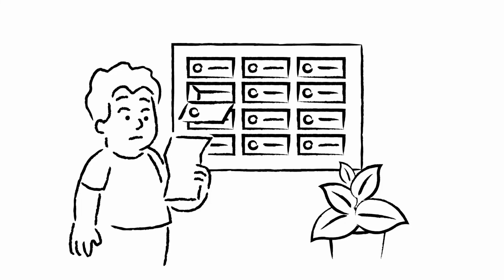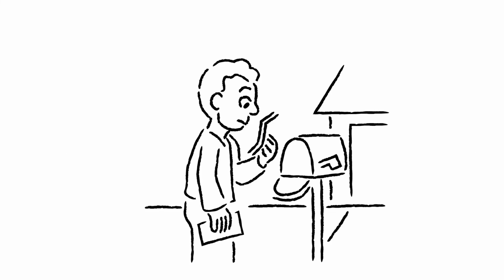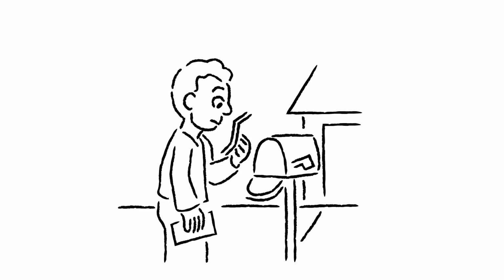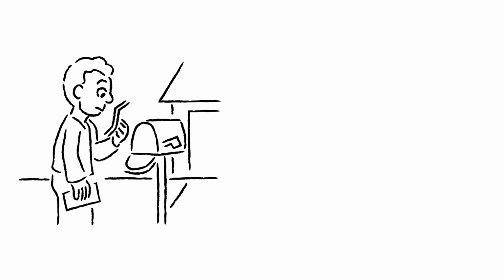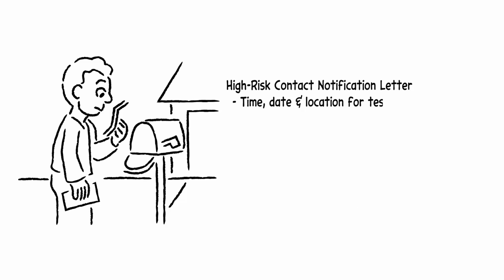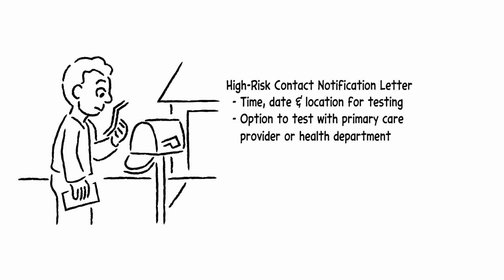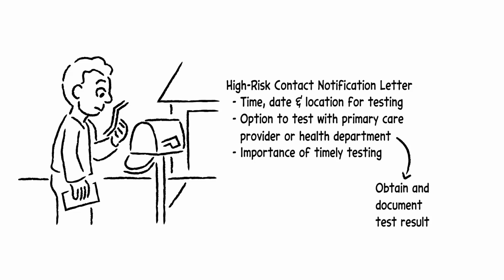This transparency helps prevent the spread of rumors and misinformation. A more specific notification letter is sent to those contacts who are required to be tested. Depending on the type of setting, this letter may include the time, date, and location for testing, with the option to get tested by a primary care provider or local health department. It also mentions the importance of testing in a timely manner. If the patient chooses their primary care provider, you will need to obtain and document the test result.